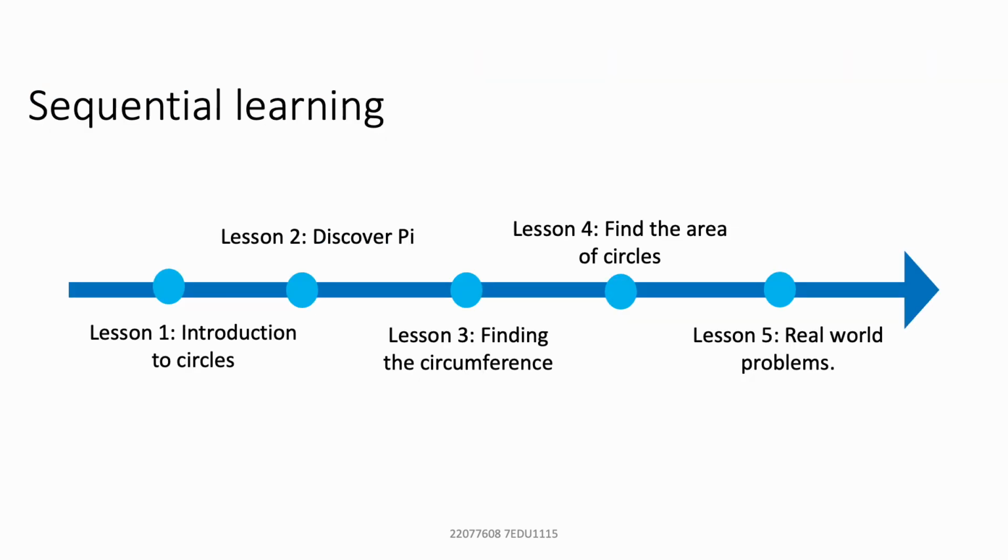My sequence of lessons consisted of 5 lessons. Lesson 1, introduction to circles. Students should understand the basic circle terminology and parts of a circle. Lesson 2, to discover pi. Discover the relationship between the diameter and the circumference of the circle. In this presentation, I'll focus on explaining the application of this teaching activity in the lesson. Lesson 3, to find the circumference of the circle. Lesson 4, to find the area of the circle. Lesson 5, which is the last lesson, we are going to look at real-world problems.